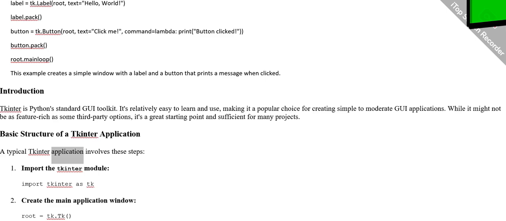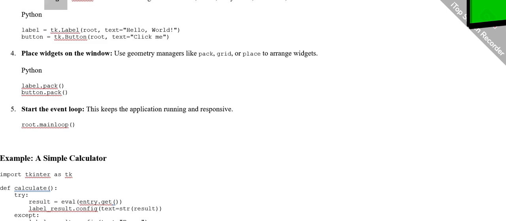A typical Tkinter application involves these steps. Import the Tkinter module: import tkinter as tk. Create the main application window: root = tk.Tk(). Create widgets. Tkinter offers various widgets like buttons, labels, entry fields, text boxes, etc. label = tk.Label(root, text='Hello, world'). button = tk.Button(root, text='Click me').